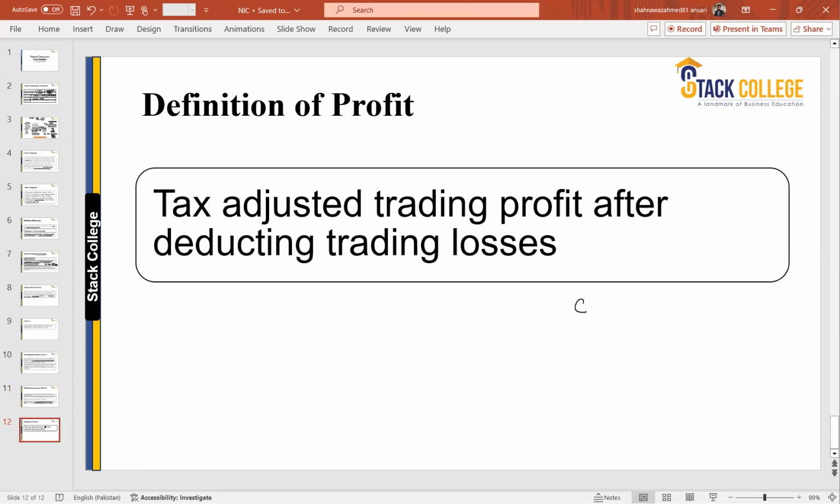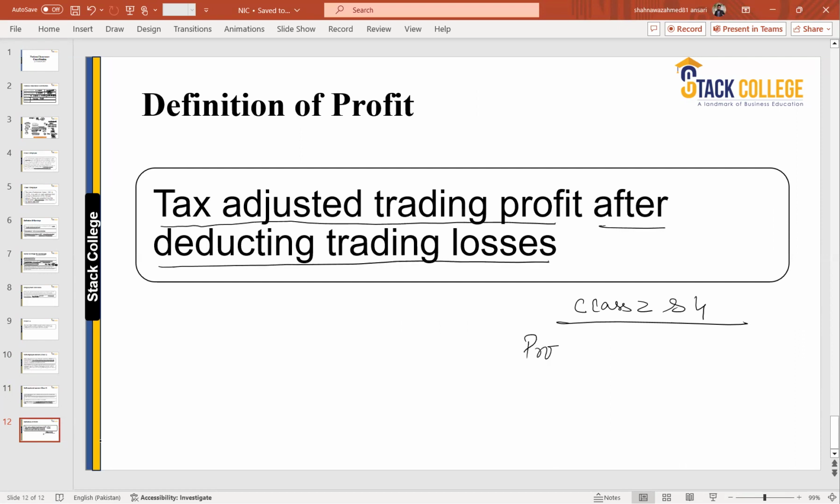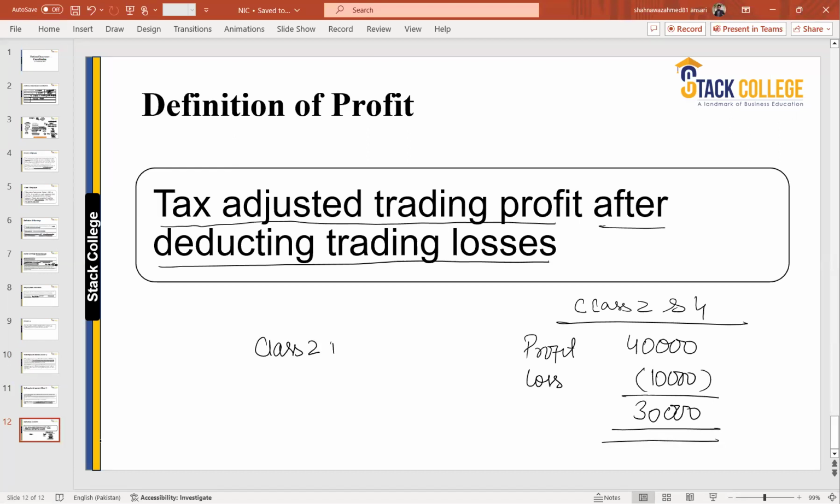Now for class 2 and 4, the definition of profit. The profit definition is tax adjusted trading profit. If there is any loss, the trading loss is to be deducted. Suppose we have a profit of 40,000 and we have unused losses of 10,000. So NIC is applicable on 30,000. That is class 4, because class 2 is fixed. Class 2 is fixed if the small profit threshold is satisfied, and class 4 is subject to the rate applicable on profit after adjustment of losses.